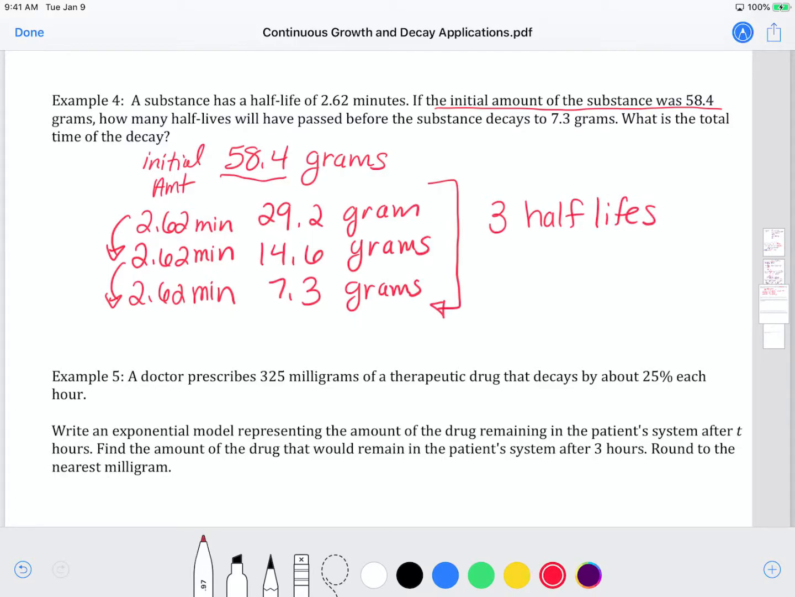Each half-life took 2.62 minutes. So if I want to know the total time it took to go from 58.4 grams to 7.3 grams, that would be 3 half-lives, each worth 2.62 minutes. So the total time would be 3 times 2.62 minutes, which would give me 7.86 minutes. So it took a total of 7.86 minutes to go from 58.4 grams down to 7.3 grams.